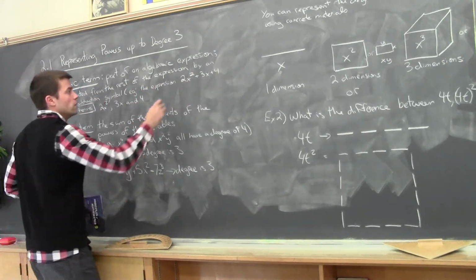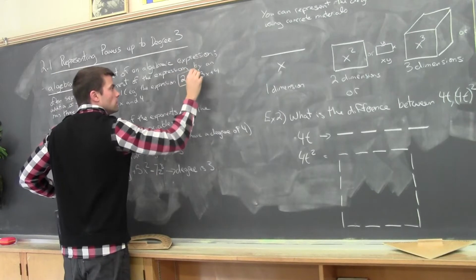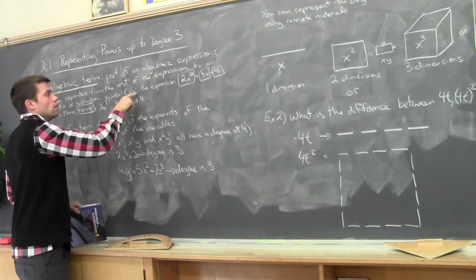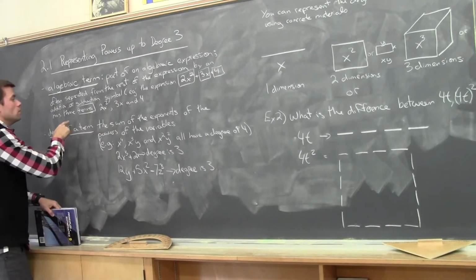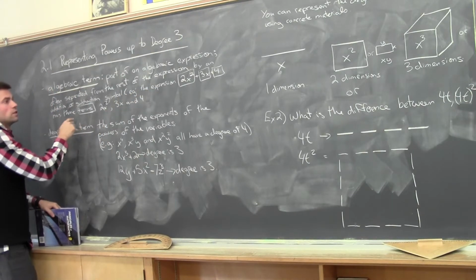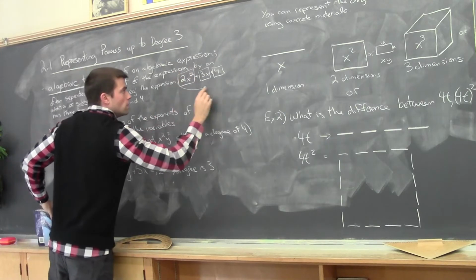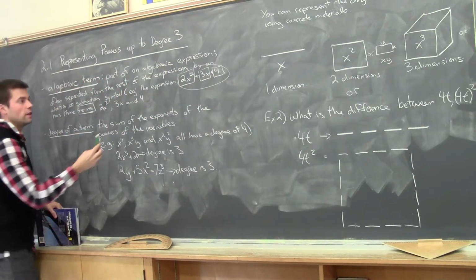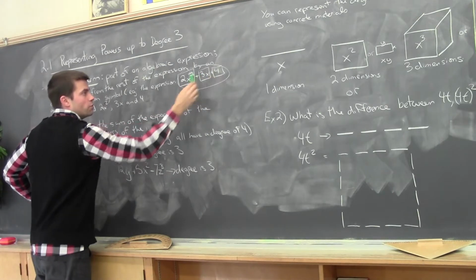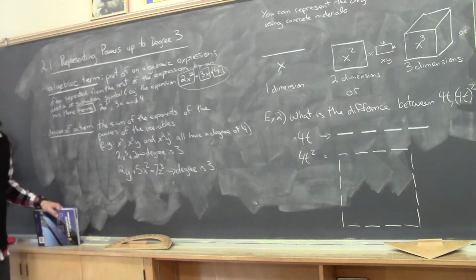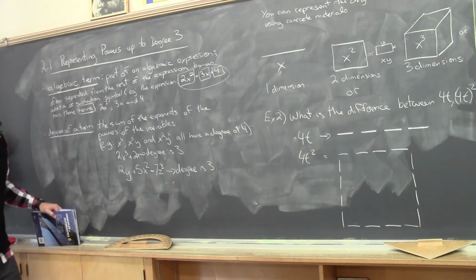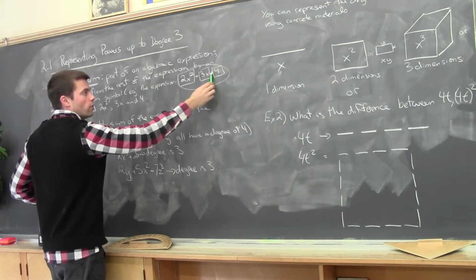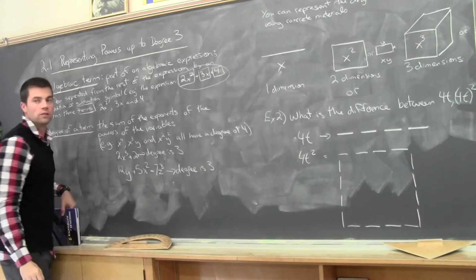Okay, so any of these are algebraic terms. Typically, this whole thing is called an algebraic expression, and then each individual piece, so to speak, is called an algebraic term. And algebraic terms are separated by either an addition sign or a subtraction sign.